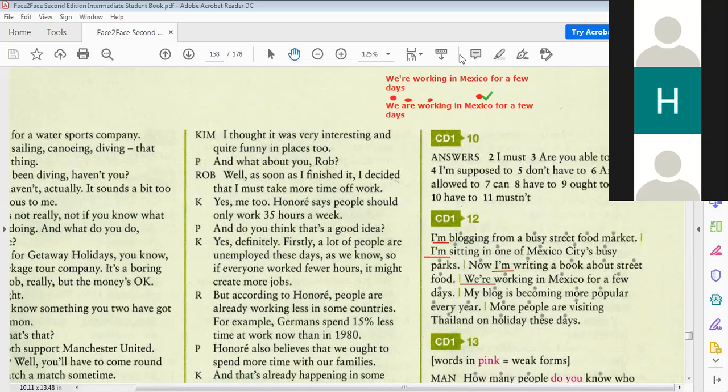If I stress Mexico, this means, oops. If I'm stressing Mexico, I want to remove the dots. Not a problem. If I'm stressing Mexico, maybe the listener is confused. Maybe he thought I was working in the US or Costa Rica or Colombia. So if I stress Mexico, I'm emphasizing it's Mexico, not another place.